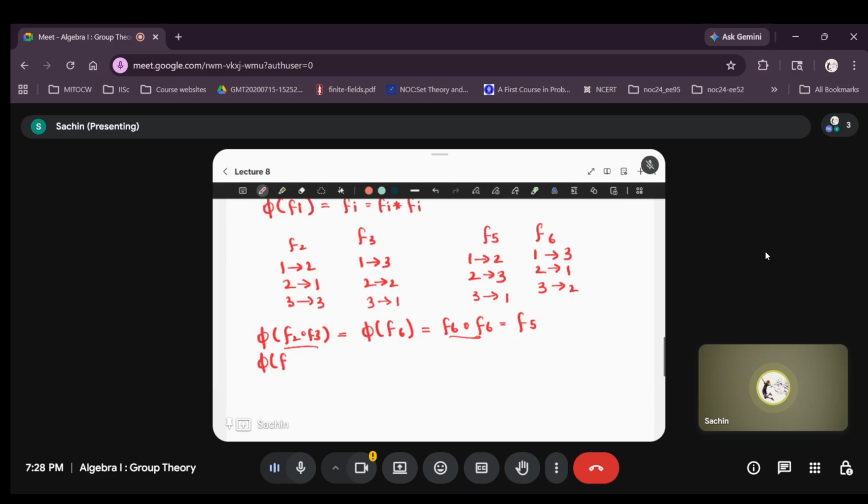But if we check phi of F2 composed with phi of F3, you will get F2 squared composed with F3 squared. This is nothing but F1 composed with F1, which is F1. So as you can see, phi of F2 composed with F3 is not equal to phi of F2 composed with phi of F3.